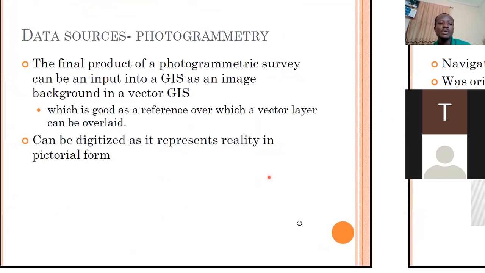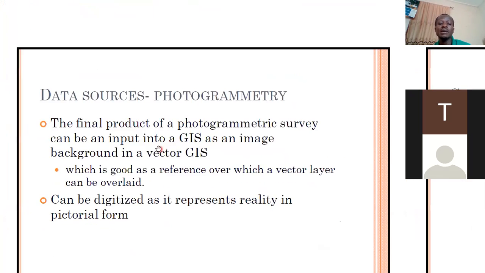So that is photogrammetry. The final product of a photogrammetry survey can be an input into GIS as an image background. Because you are obtaining photographs, that photograph then becomes a raster data set. So as I said, we talk about raster. But yes, through photogrammetry, we can always provide background data in GIS as a layer. We just talked about layers, guys. I hope you remember.